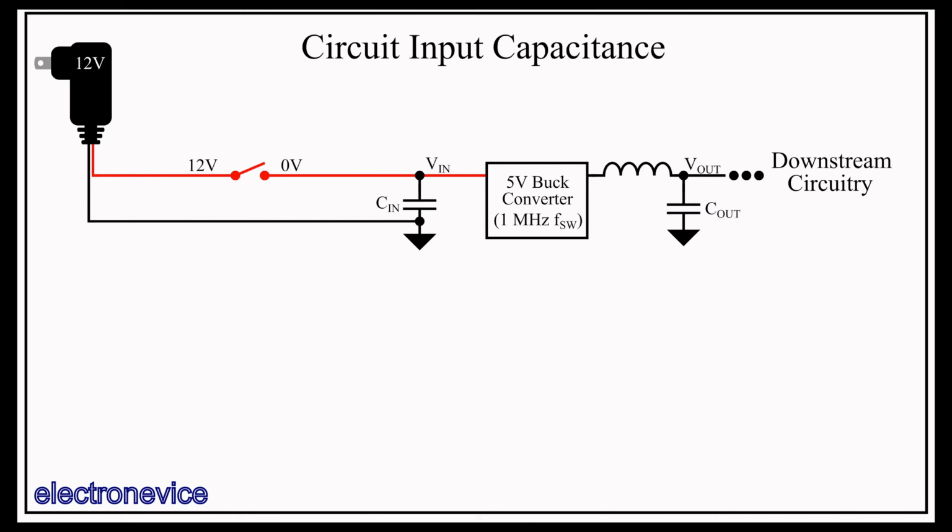Now imagine the 12-volt AC adapter is plugged into the wall, and there's a cable from it that has 12 volts live voltage on it. When you plug that cable into our circuit there, you will instantaneously apply 12 volts to the discharged input capacitor.